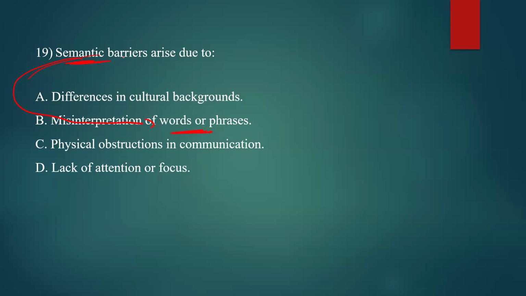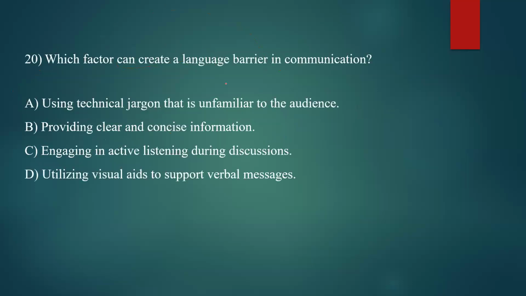So semantic barrier means the problem with understanding words and phrases properly. Some people use technical words and others are unable to catch them, or some people have difficulty getting the proper word at the proper time. That is called a semantic barrier. So semantics is related with words and phrases. Next one, 20.